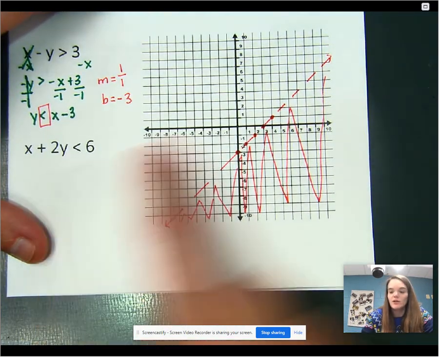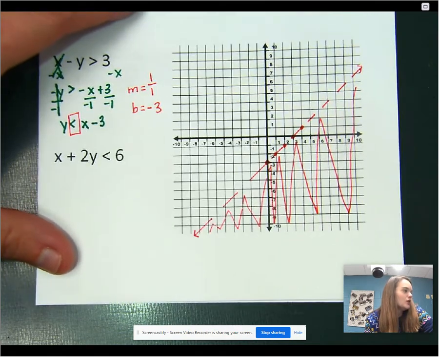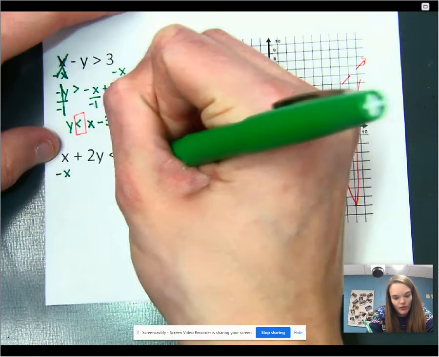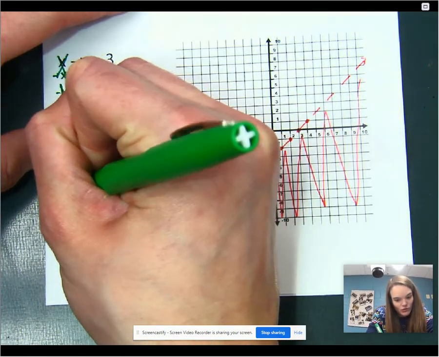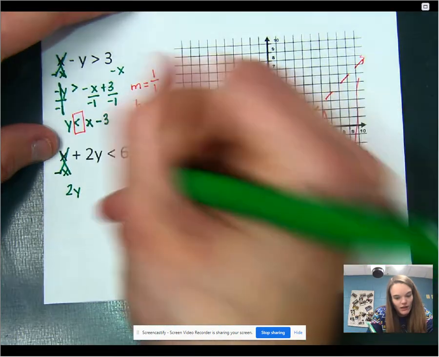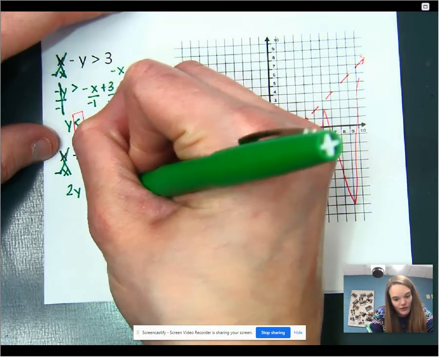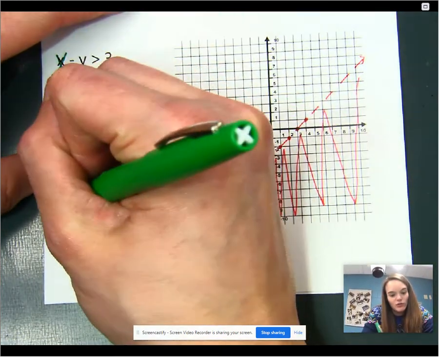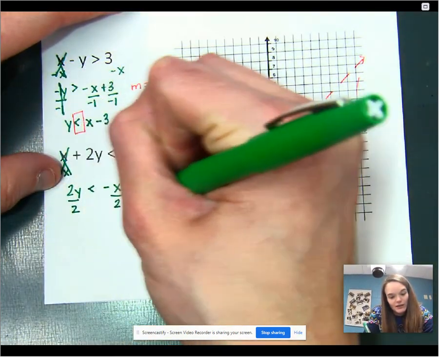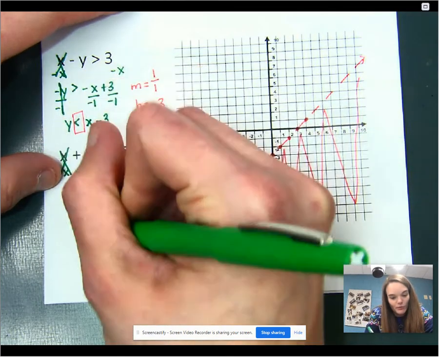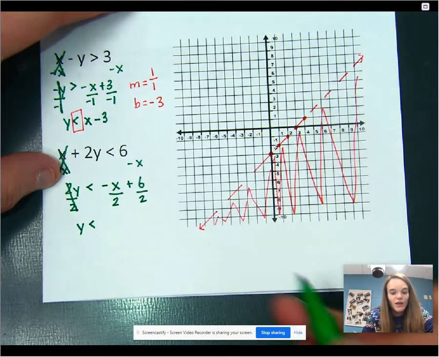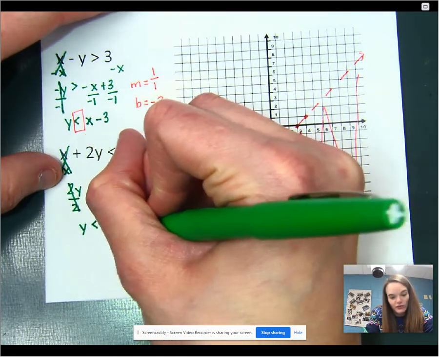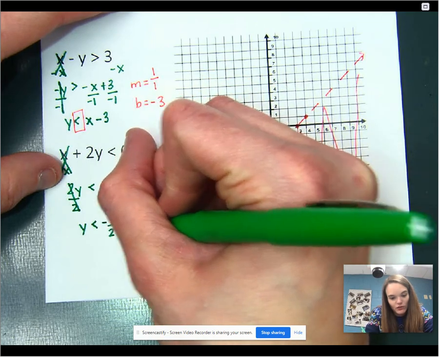Now for the second equation. This one is also not in y equals form. So we always move the x over. So 2y is less than negative x plus 6. Divide by 2. We are not dividing by a negative this time, so I don't flip the symbol. Y is still less than. Negative 1 divided by 2 is negative 1/2 x. 6 divided by 2 is 3.